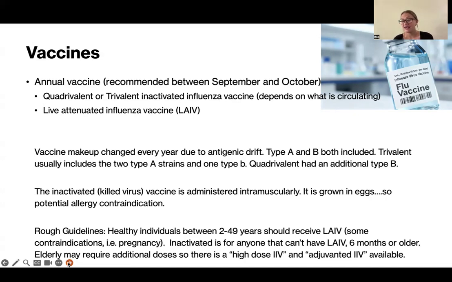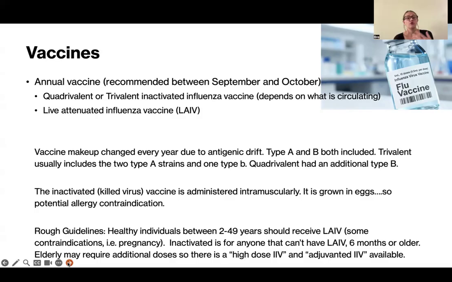Now, both type A's that are circulating in the human population right now, those are both included, as well as a B, sometimes two B's. And the inactivated killed virus is intramuscular. It's also grown in eggs, so there is a potential allergy contraindication that you should be aware of. Now, these are just rough guidelines. These aren't recommendations from me or anything.